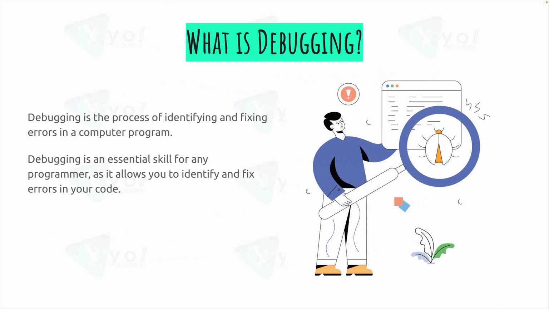So first of all, what is debugging? Debugging is a process of identifying and fixing errors in a computer program. Now, debugging is an essential tool or skill for any programmer as it allows you to identify and fix errors in your code. Generally speaking, debugging refers to troubleshooting.